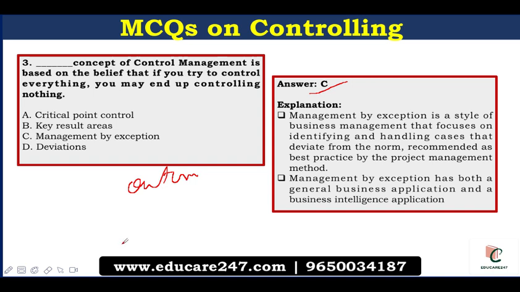In management by exception, four steps are involved, which includes setting up of objectives and defining what the norm should be.